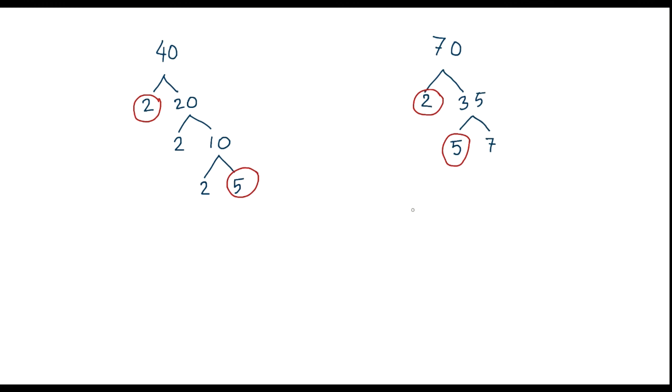And how will I write? So I will write the GCF equals 2 multiplied by 5 equals 10. So our GCF here is 10. The highest common factor or the greatest common factor or the greatest common divisor of 40 and 70 is 10.